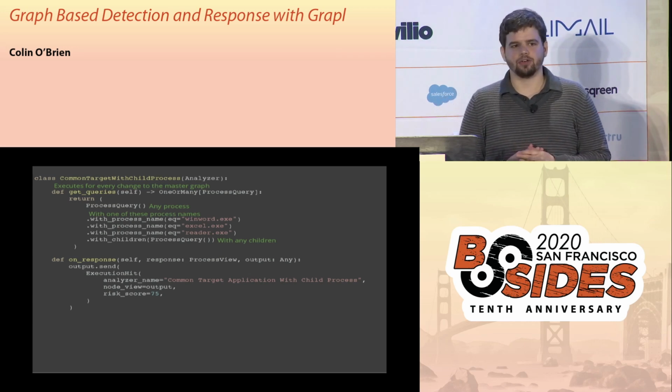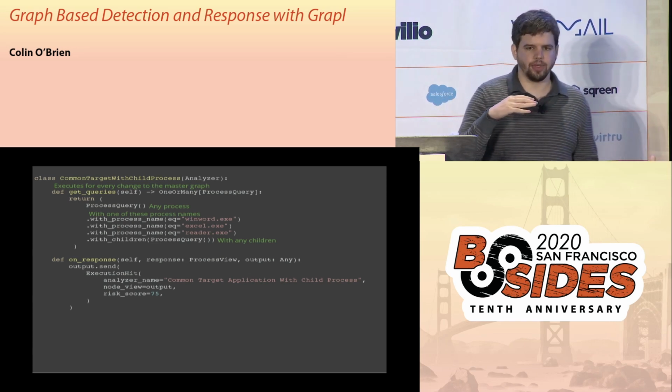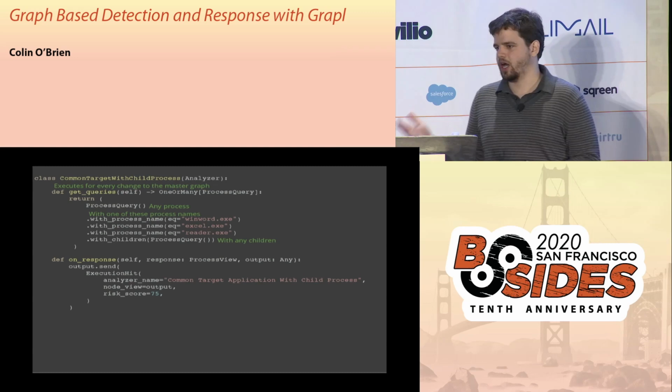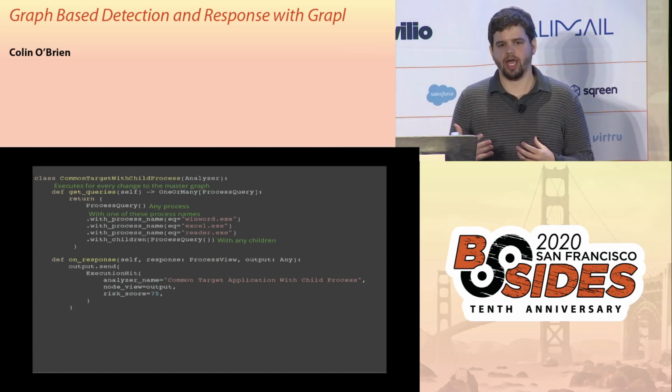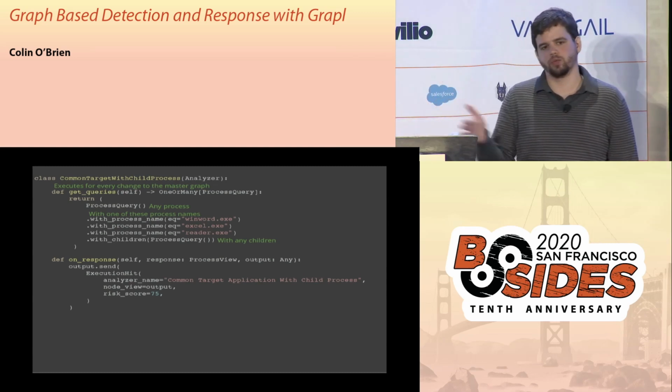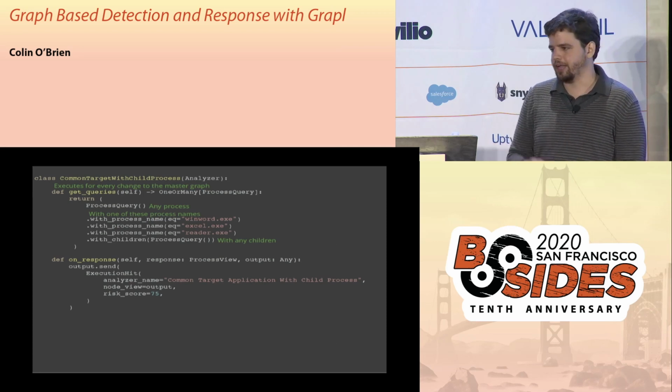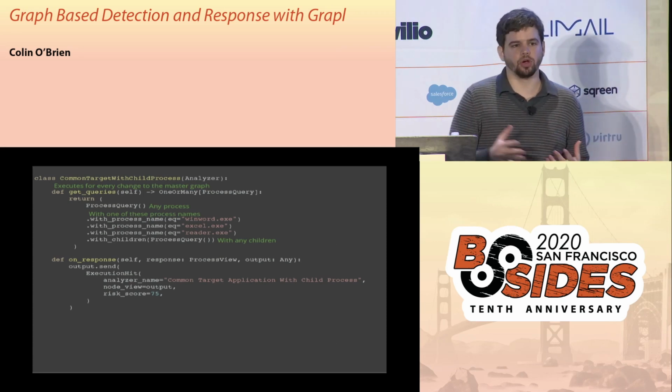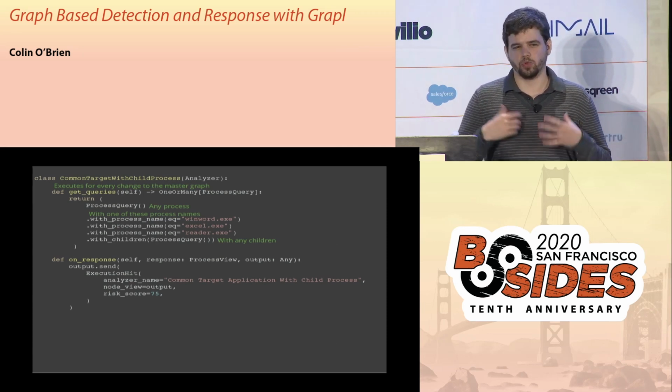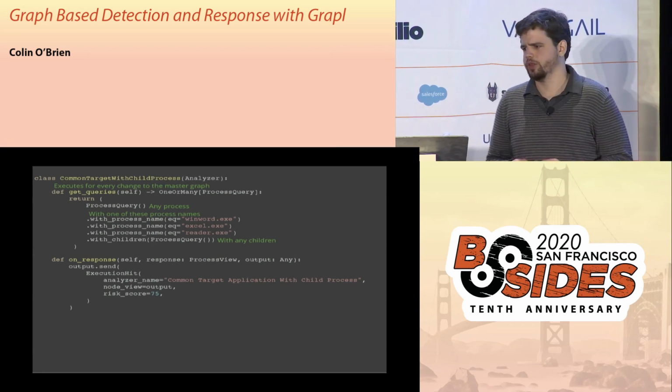Grapl is going to take that query. It's going to do client-side query optimization. It's going to ensure it executes in constant time, so it doesn't matter how much data you have. These analyzers will always run in real time, in constant time. They'll be batched up, parallelized. It does a ton of work to make sure that you don't have really painful operations work to deal with.